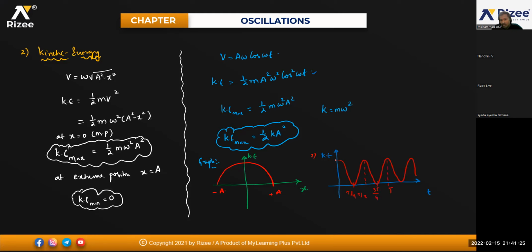So one complete oscillation means you need to start from here, come from here to here. This is your half of the revolution. This is T by 2. Then from here to here, this is another half. This is your one time period of the oscillation. So the frequency of this oscillation is again 2 times that of simple harmonic motion, and average kinetic energy is 1 by 4 times of your maximum kinetic energy.